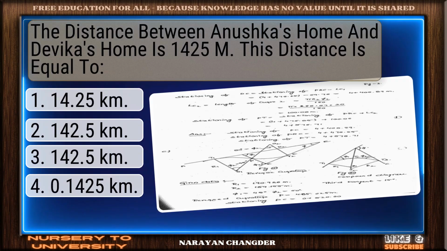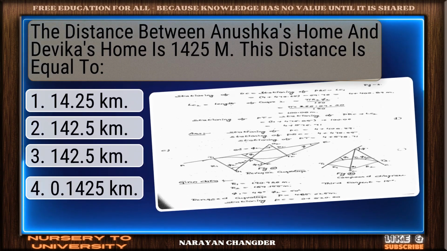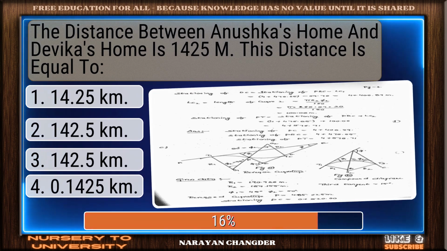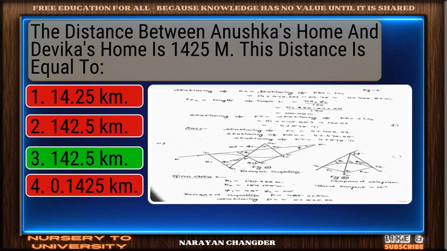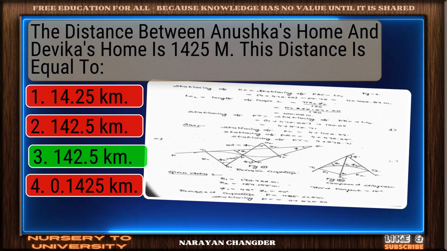The distance between Anushka's home and Devika's home is 1425 m. This distance is equal to. Well done. 1.425 km is the right choice.